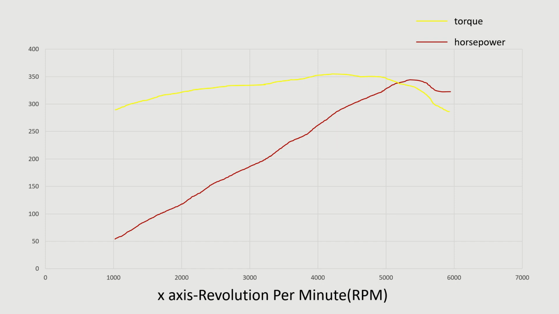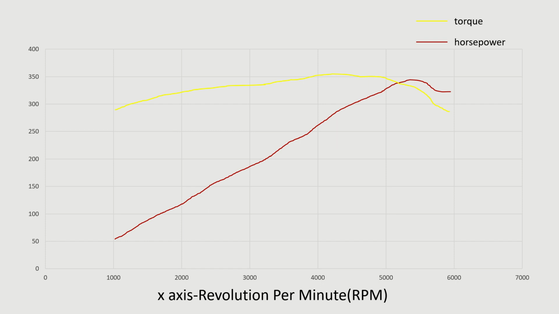This curve is a real example from the Chevrolet Corvette. Here we have the torque curve and the horsepower curve. The torque curve is yellow and horsepower is red. So we see that the torque curve peaks at about 4,400 RPM with a torque of 350, and horsepower peaks at 5,600 RPM at 345 horsepower.